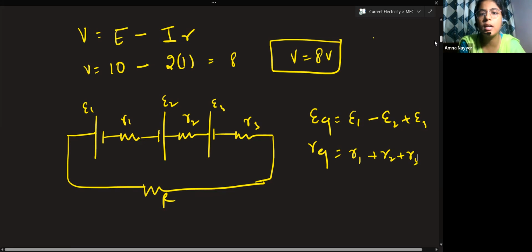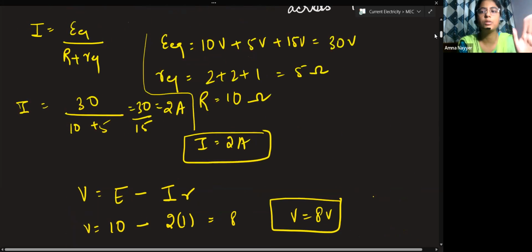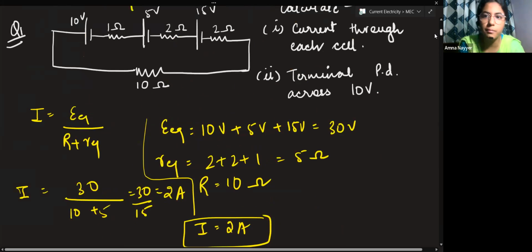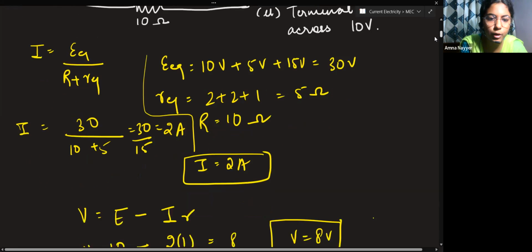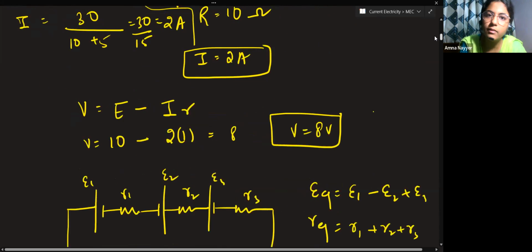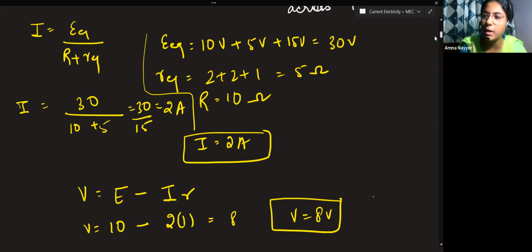All right, so this was related to your terminal potential difference topic, but a combination of cells can come in your exam. Now note down the solution of this question as well as this point that I have mentioned, and then we'll start with series and parallel combination. It will be similar to what you have studied in case of capacitors.